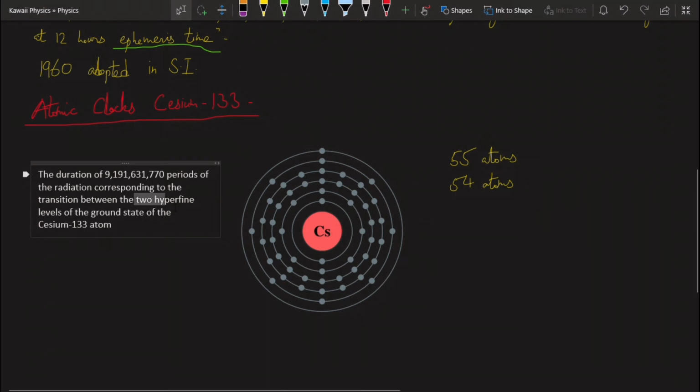He tells us about the two hyperfine levels. So what are hyperfine levels? This is the main deal about it. So first of all, let me tell you about the hyperfine structure.